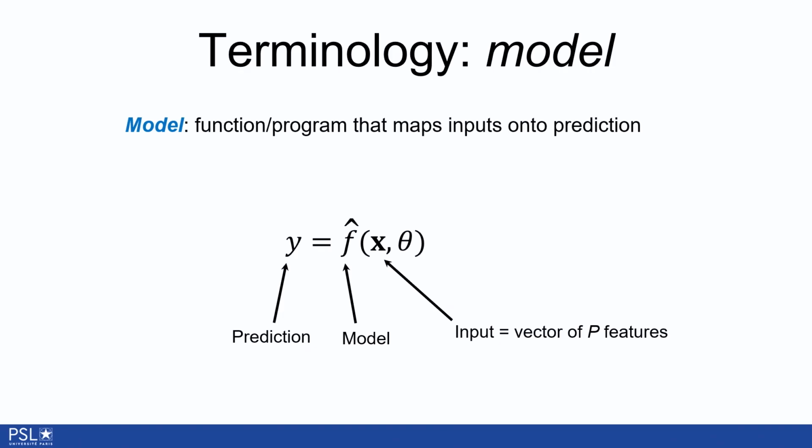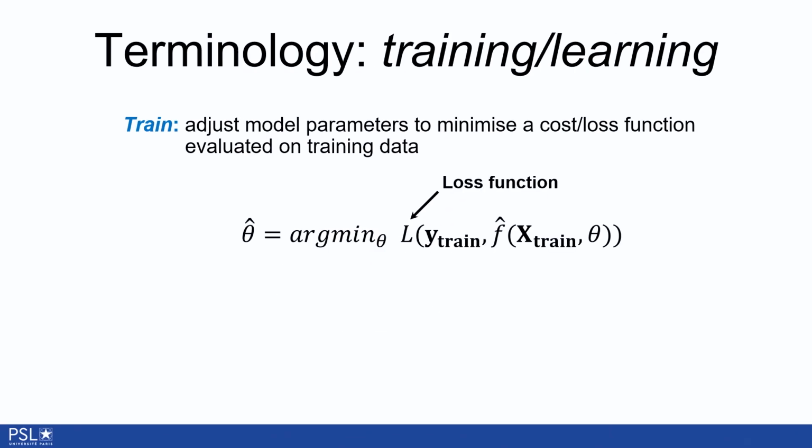In general, the model depends on a set of internal parameters that are collected in a vector called theta. And this set of parameters is adjusted by training the model. What does it mean to train the model? It means to adjust the parameter values in such a way as to minimize a cost function, which is evaluated on a subset of data called the training set. So training or learning is an optimization of a cost function, which is often also called a loss function.